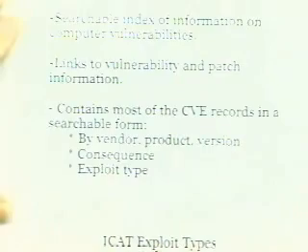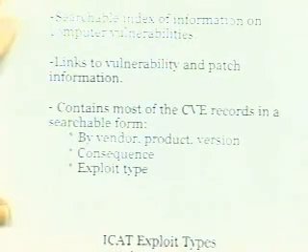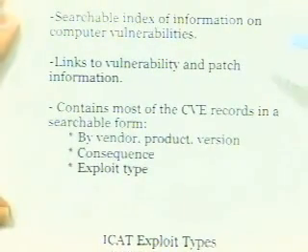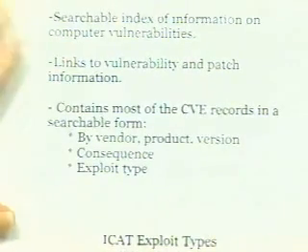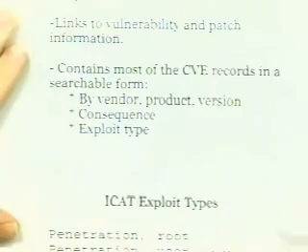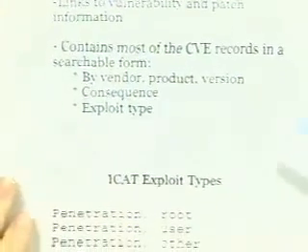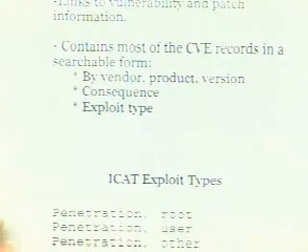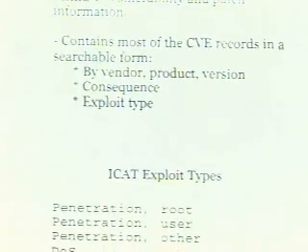Just a little bit more about ICAT. As I said, it's searchable by various criteria, which are very close to a classification. It provides very useful links also to other databases. And it contains most of the CVE records, and they have the goal of having all the CVE database classified and accessible there in a relatively short amount of time. We're talking about in a month.